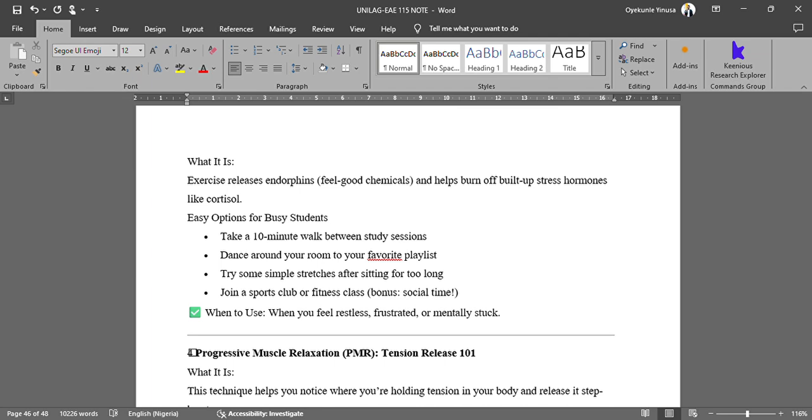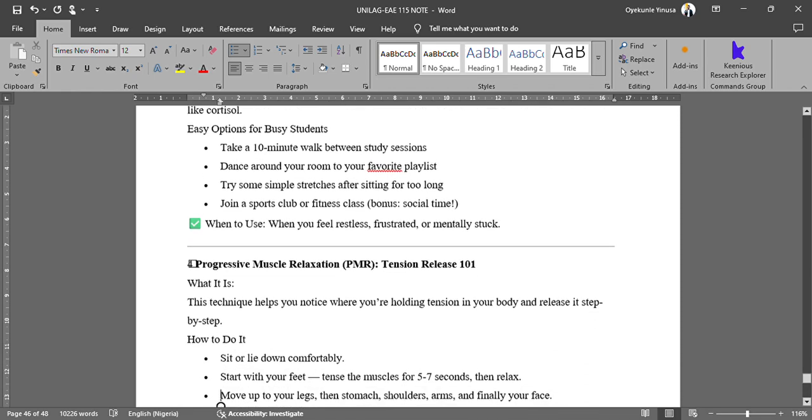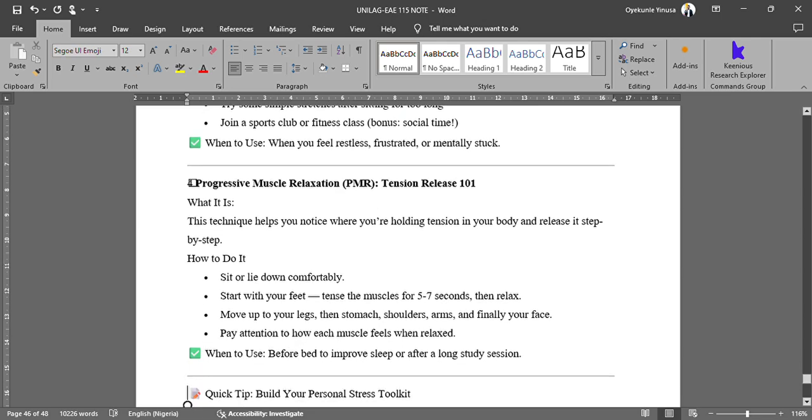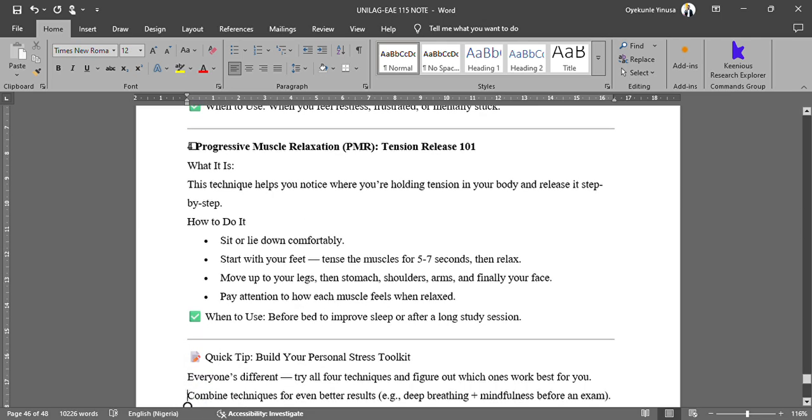When to use it? When you feel restless, unnecessarily restless, or you're frustrated or mentally stuck, just take a break. Go and engage in exercise. It will help you. Another technique is progressive muscle relaxation, PMR. PMR is tension release 101.